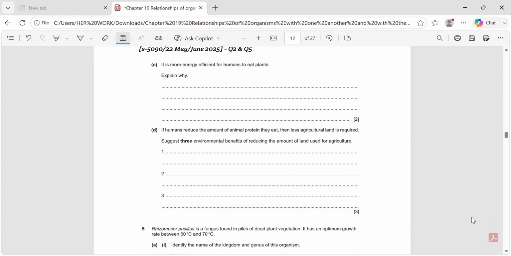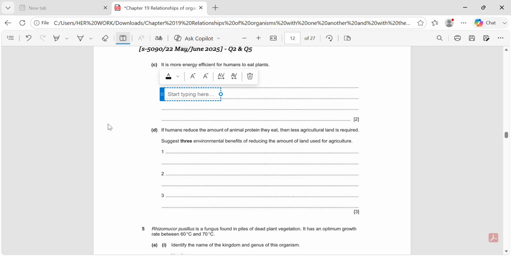The next part asks, it is more energy efficient for humans to eat plants. Explain why. Think about the flow of energy in a food chain. Every time energy passes from one trophic level to the next, a large proportion is lost through respiration, movement, excretion, and heat. By eating plants directly, there are fewer energy transfers, so less energy is lost and more is available to humans.